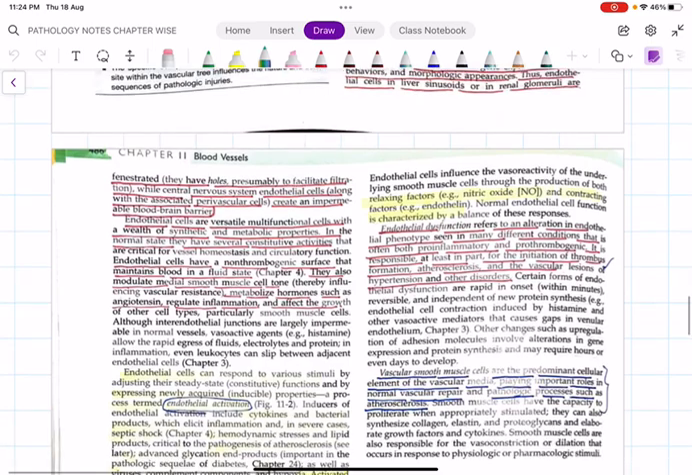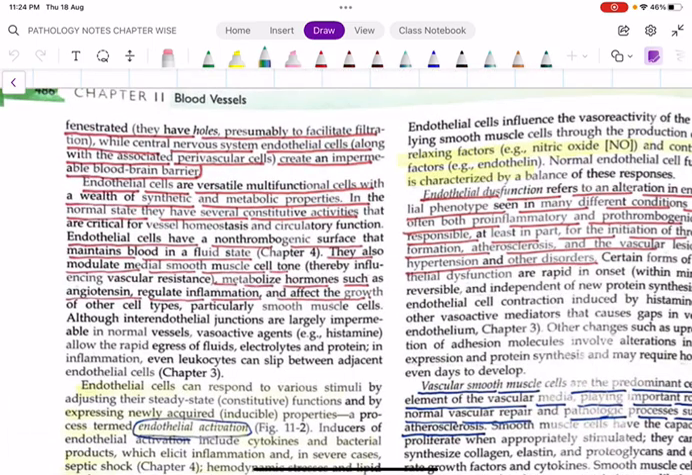We have a lot of functions of the endothelial cells. Some I would like to mention. They have a non-thrombogenic surface. They will always maintain the blood in the fluid state. They mainly help in metabolizing hormones. And they also help to maintain the normal blood pressure. These are some of the most important functions.